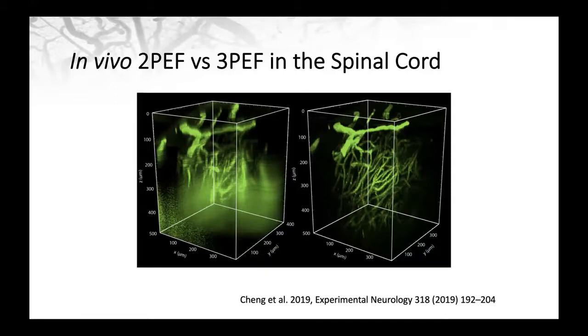So I'm going to jump back a little bit. I mentioned the interneurons, for example, the V2As, V1s, etc. They're actually a lot deeper into the spinal cord.